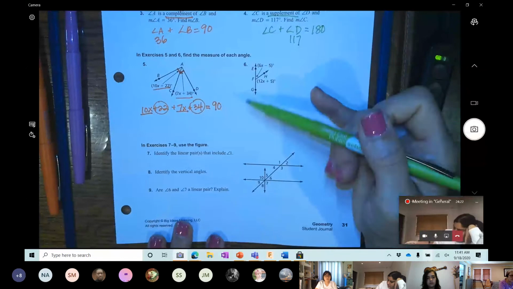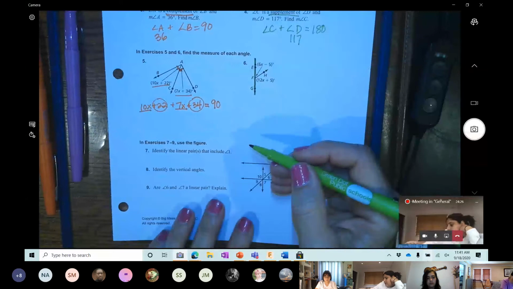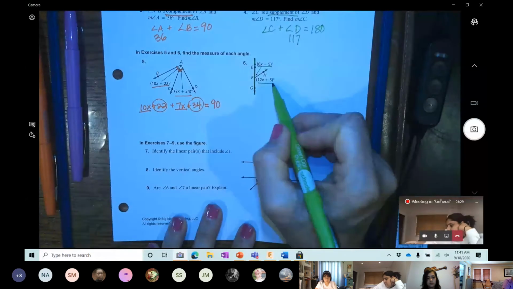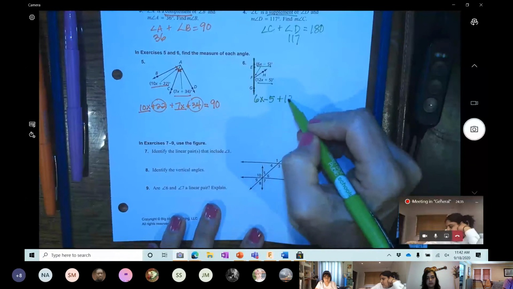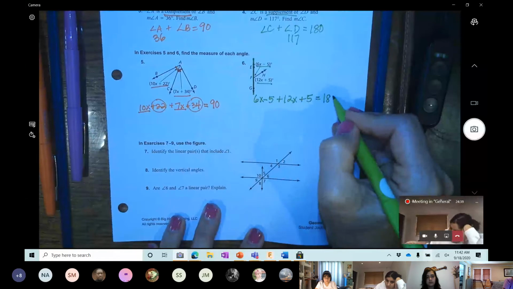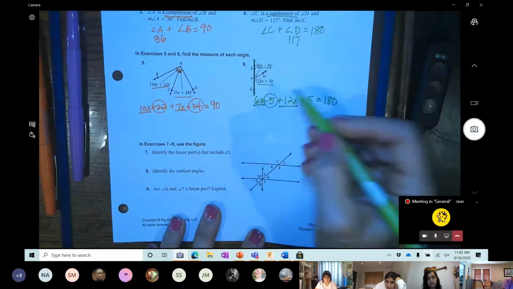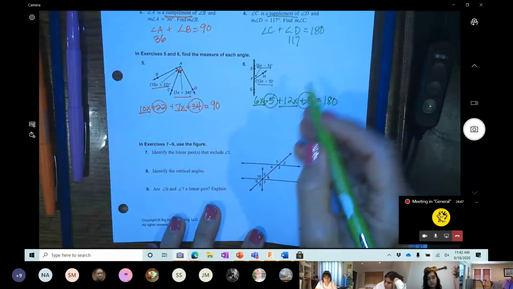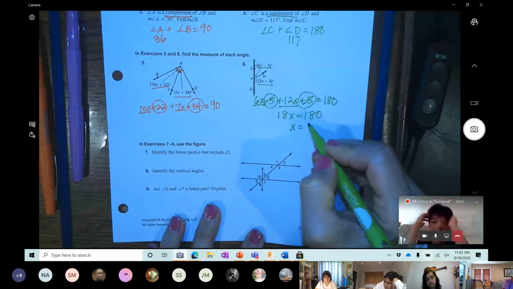The difference here is that this is a straight line. So instead of 90, it's going to add up to 180. So you write this plus this equals 180. So 6x minus 5 plus 12x plus 5 equals 180. And again, combine your like terms. Those will cancel out actually. This one's easy to solve. 18x equals 180. Divide both sides by 18.